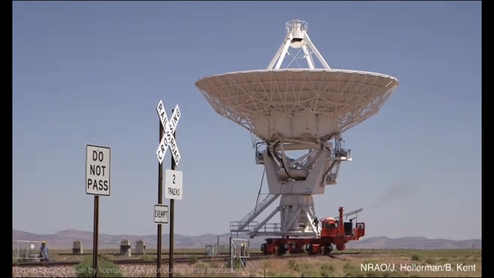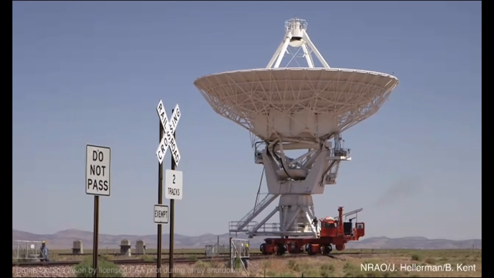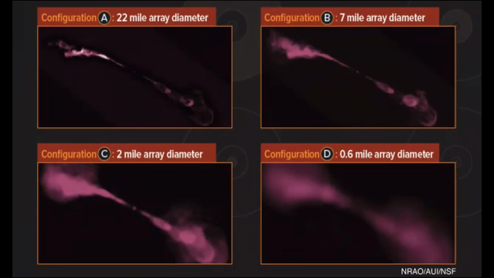Well, reconfiguring the array allows us to take very different pictures of the universe by allowing us to change our sensitivity to scale. Here's an example of the same radio galaxy observed with the 4 different VLA configurations. In our widest configuration, the A configuration in the upper left, when the furthest dishes are 22 miles apart, we are sensitive to the most fine scale structures like the superheated plasma being blasted out of this galaxy's nucleus.